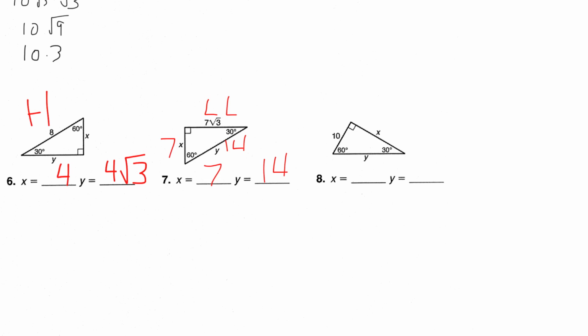Now on the last one, number 8. Okay, 10 is the short leg, so the hypotenuse is double that. It's 20, and x, the long leg, is the short leg times the square root of 3. So 10 square roots of 3.